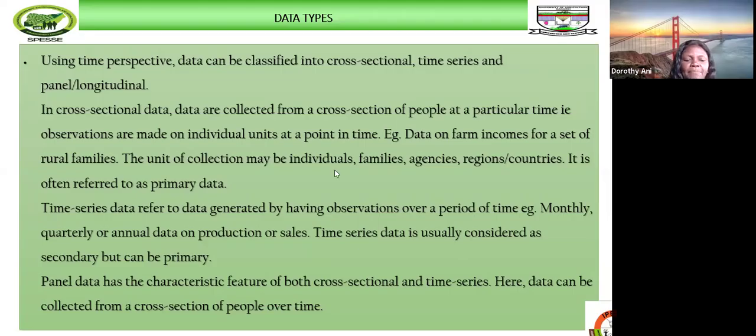Panel data has the characteristic feature of both cross-sectional and time series. Here, data can be collected from a cross-section of people over time.